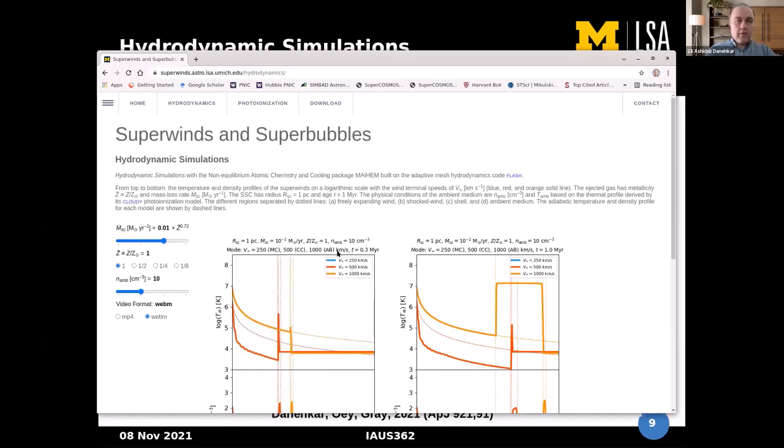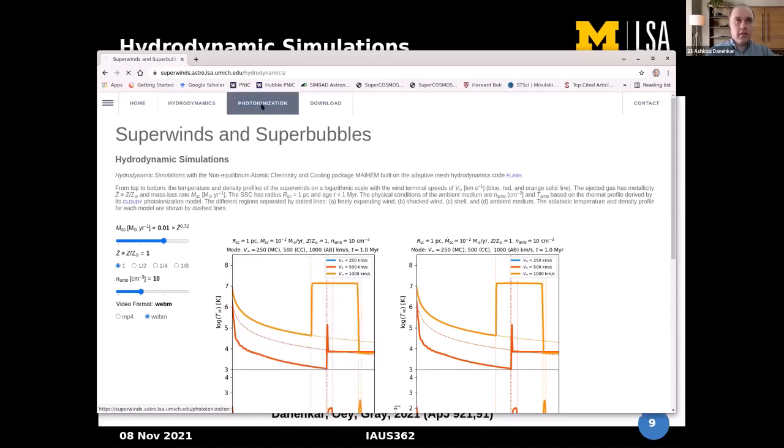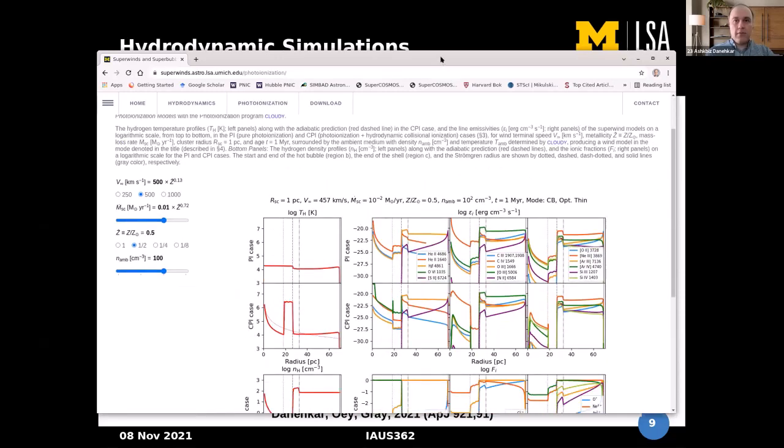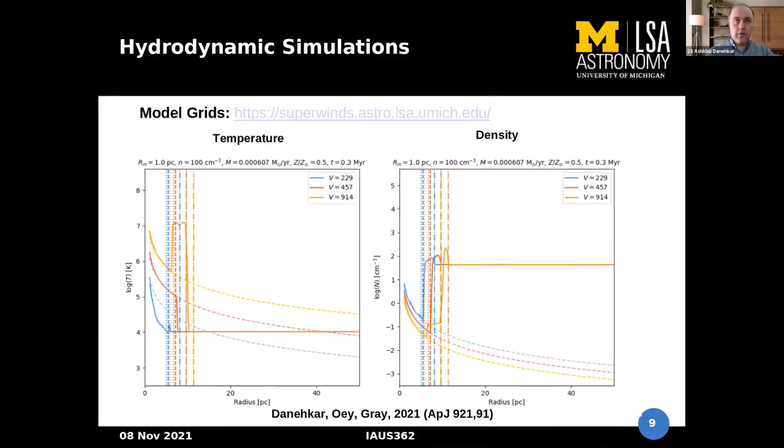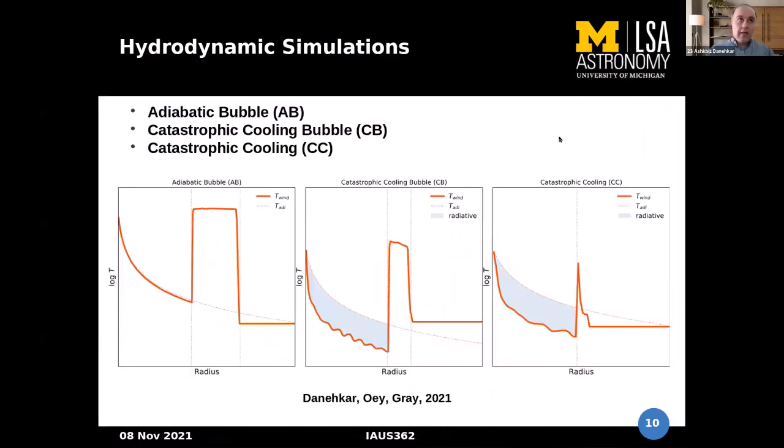Also we have wind terminal velocity, where reducing the wind terminal velocity also increases cooling. And I also made photoionization models, which I will present later in my talk. Here there is an example of adiabatic bubbles, catastrophic cooling with bubble, and catastrophic cooling without bubble. The dotted red lines show the adiabatic predictions.